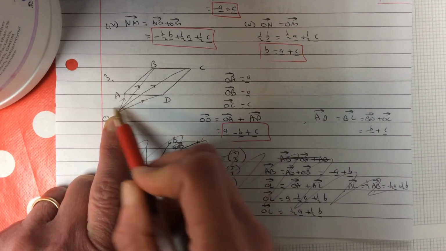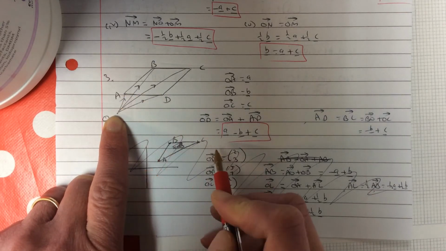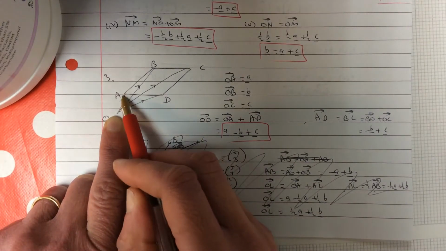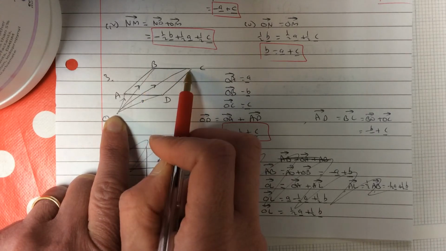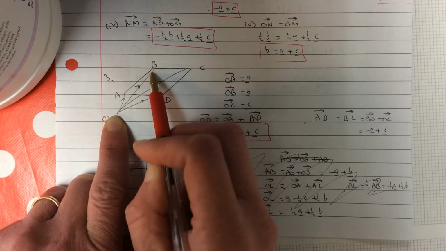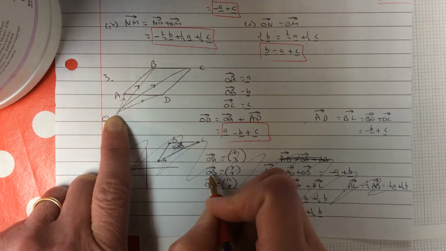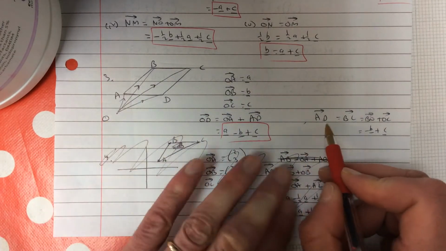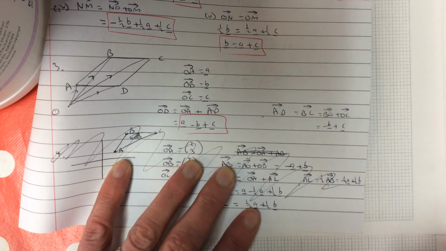So O to D, I can go O to A and then A to D. Okay? And I'm just checking here. Yeah. So O to A is a. Now you see A to D. It's going to be the same as B to C. So how can I get B to C? I can go B to O, which is minus b, plus c. So it's just playing around with the wee paths that you have there. Now, I want A to D. Oh, sorry, that was just me explaining that there, over at the side.